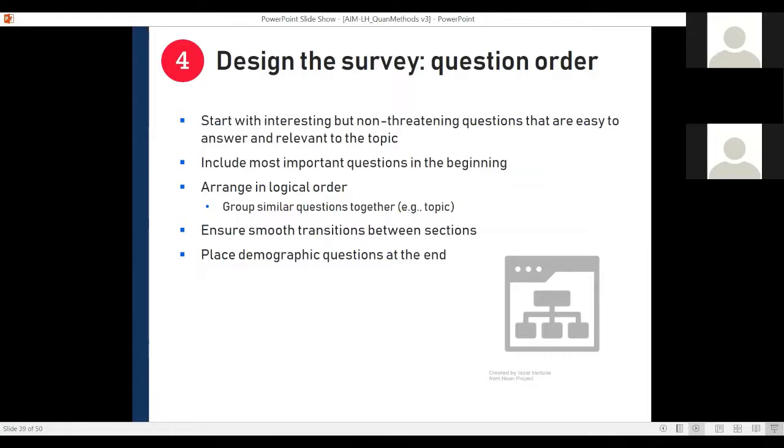Ensure smooth transitions. So you might include things like, now we're going to ask about, or something like, almost done, just a few more questions. And then it says place demographic questions at the end. I would say it kind of depends on your participant group. Depends on if those questions would be a harder thing to answer in certain participant groups.